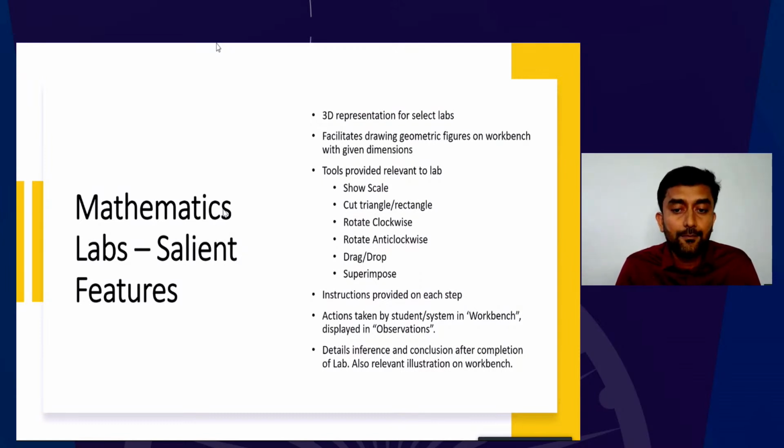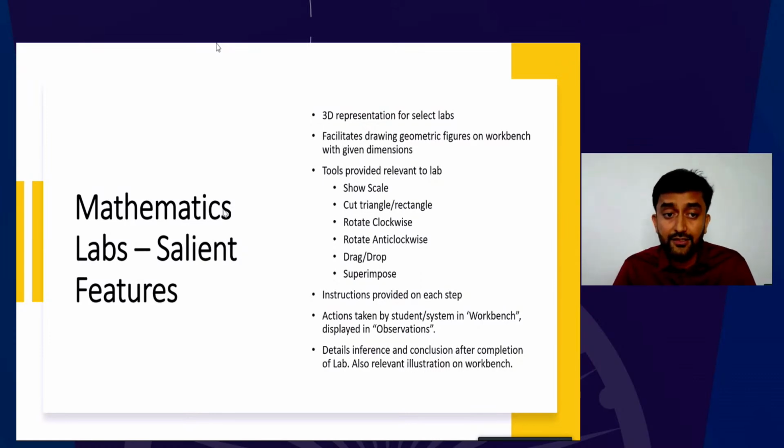Also, on each single step, instructions are provided. Our approach is that we provide the student an instruction to perform on that step. Once the student performs that instruction, we have an observation. If you have created a rectangle, a message will come that a rectangle of this dimension has been created, and the next instruction will automatically come. And when we complete the activity, the conclusion and inference for each lab is made available, so that the complete picture comes to the student's mind, from learning the concept, to performing the experiment, and then observing the conclusion and inference.